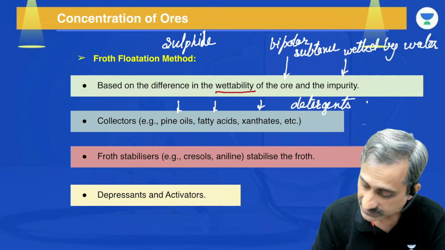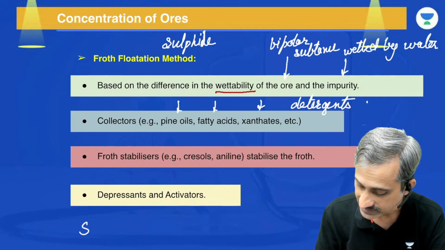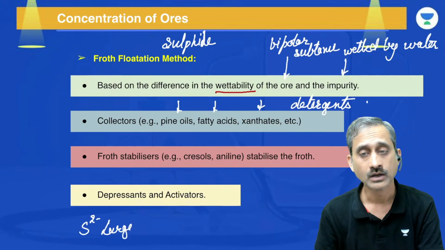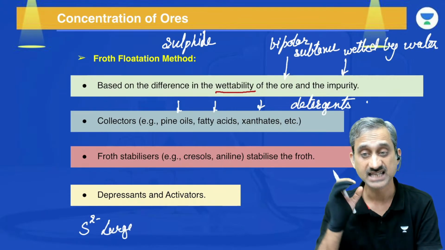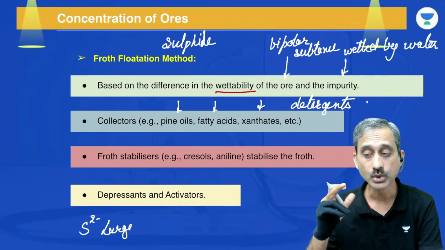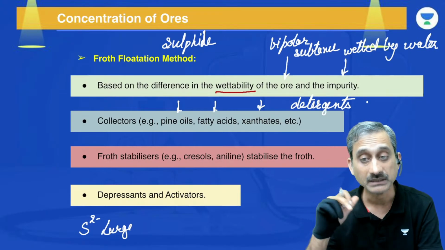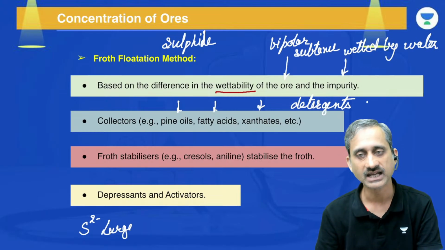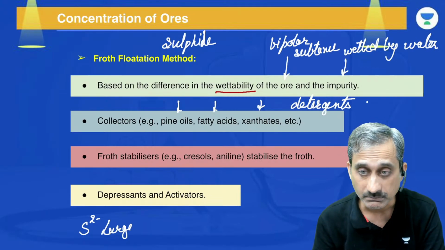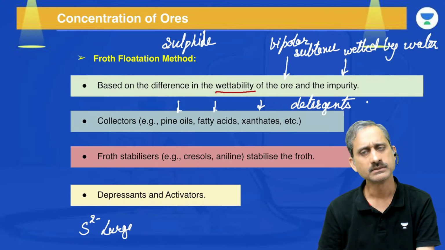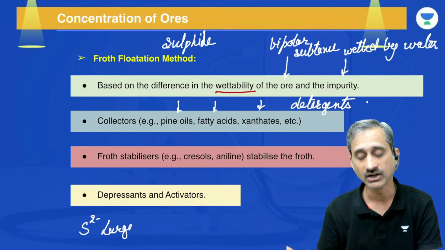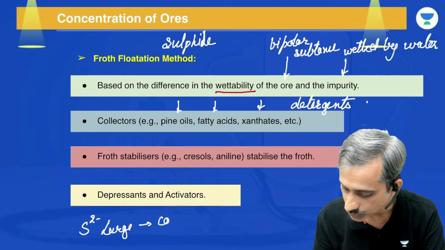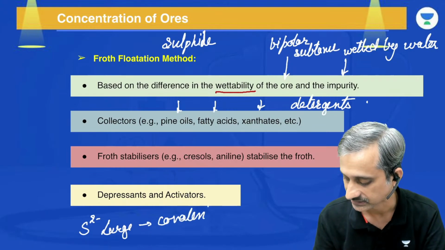What is special about sulfide? What is important about the sulfide is that sulfide ion is large. More is the size of the anion, more is the polarizability of the anion, and more is the polarizability of the anion, more is the covalent character.